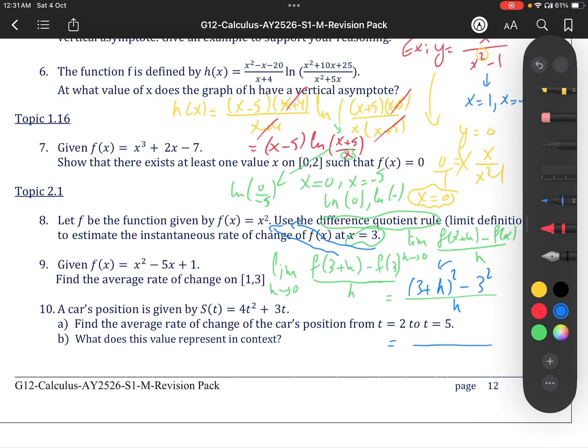Expand according to the formula a square plus 2ab plus b square. So 9 plus 2 times 3, 6h plus b square, which is h square, minus 9 over h. Plus 9 or minus 9 cancelled. Also h from here, h from there, and with the power of 2, it will be 6 plus h. When h approaches 0, so 6 plus 0, which is 6.